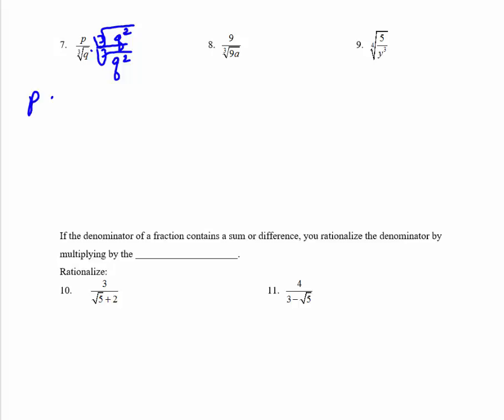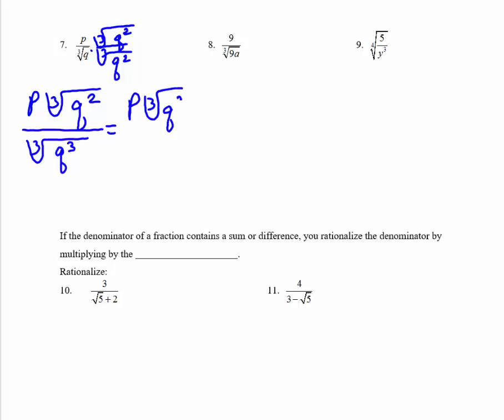So on top we have p times the cubed root of q squared all over the cubed root of q times the cubed root of q squared. We'll add the powers, so we get the cubed root of q cubed. Now, that can be simplified. The top stays as is because nothing can come out of the radical. And on bottom, 3 divided by 3 is 1, so q to the first will come out.